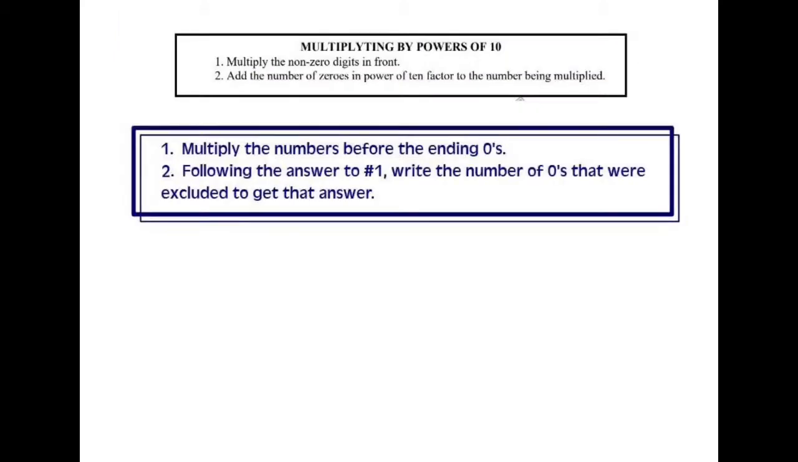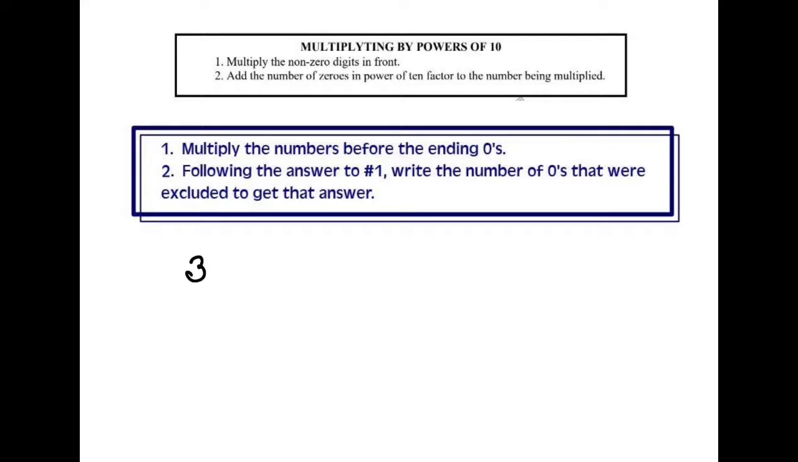Actually, here are the rules first. Okay, so the rules say: multiply the non-zero digits in front, add the number of zeros in the power of 10 factor to the number being multiplied. That just sounds crazy, doesn't it? So I rewrote it to say multiply the numbers before the ending zeros. Let me give you an example here and you can see what we're talking about.